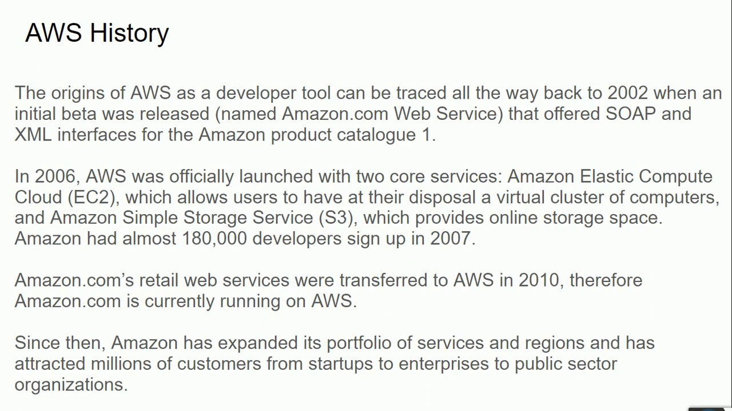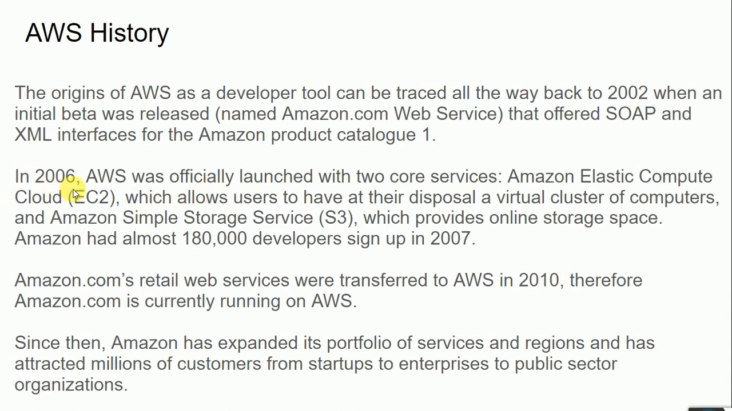So let's start with Amazon. So AWS, Amazon Web Services. Basically this service is managed by Amazon, and this is some history we can discuss. The origin of AWS can be traced all the way back to 2002, when an initial beta release named Amazon.com Web Service offered a SOAP and XML interface for the Amazon product catalog. So basically it started in 2002.